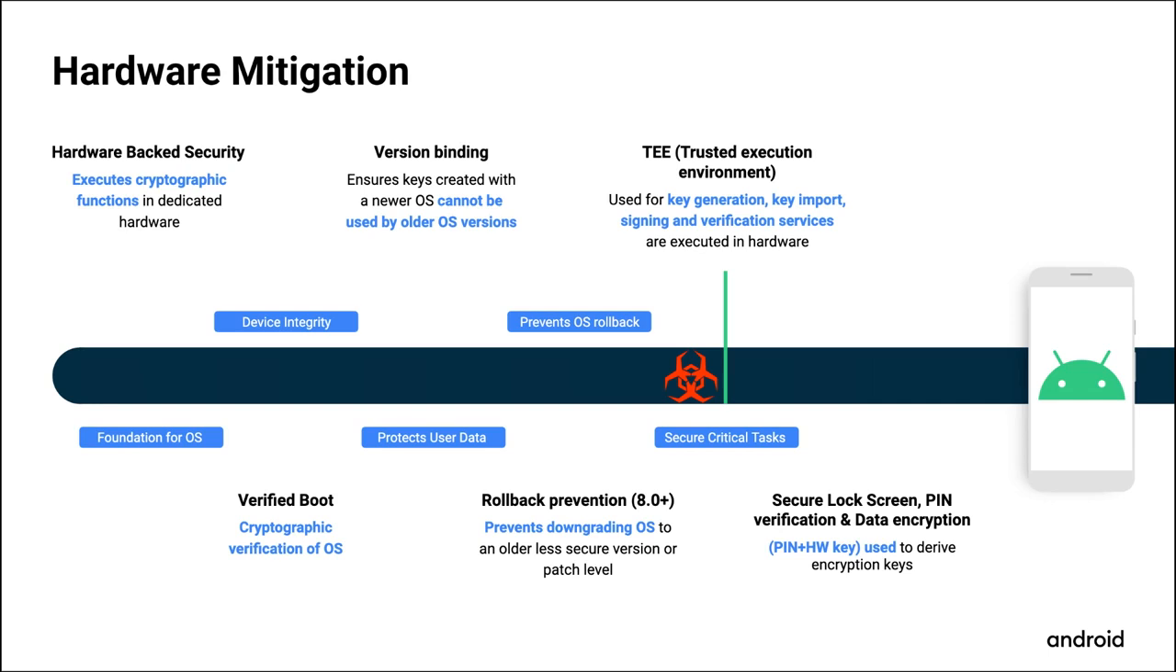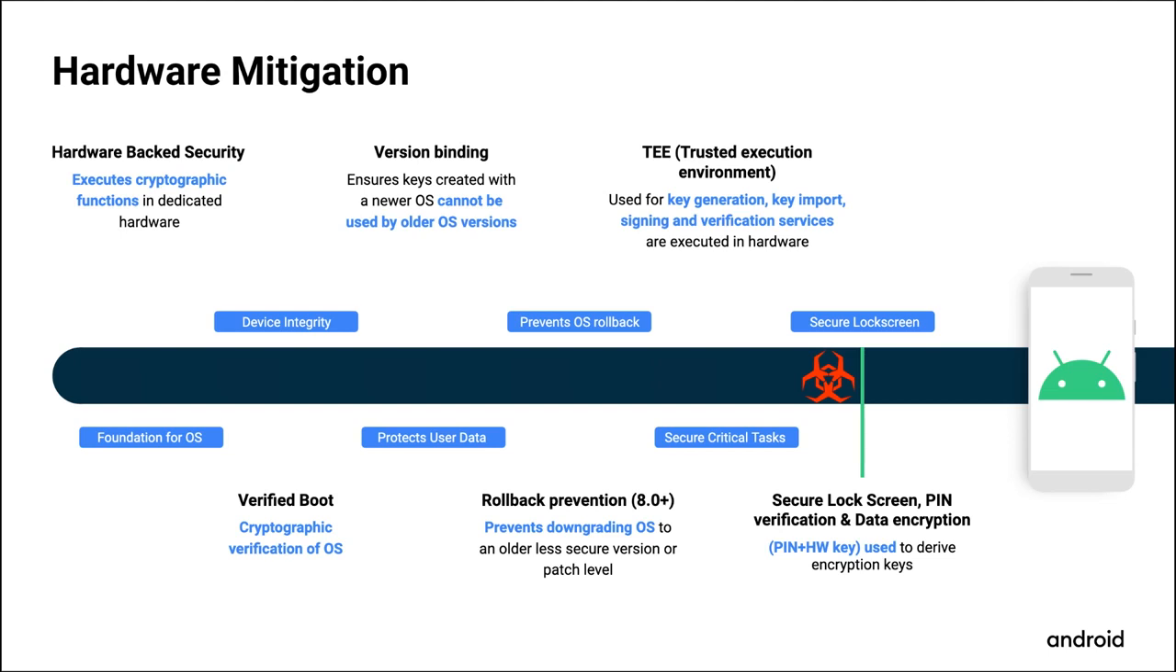So really, the TEE is there to secure those critical tasks and operations that the operating system must ensure are not compromised. And then finally, based on the hardware-backed security, the secure lock screen, right? This is what protects the device when it's lost or stolen from someone trying to gain access to your device or a user's device. And using the secure lock screen PIN and verification, that process actually is used to derive the encryption keys. So it protects the data by using encryption.